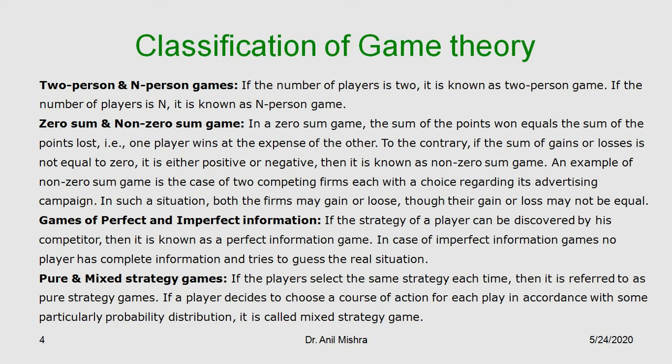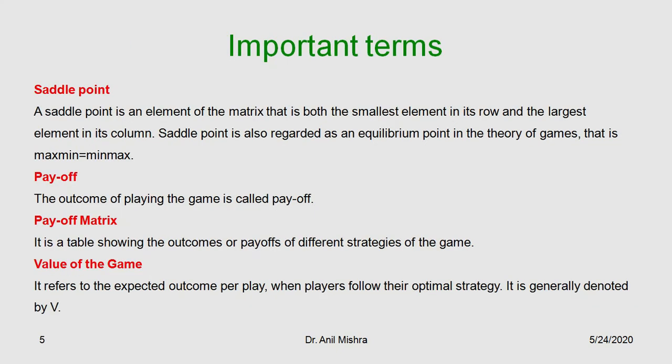Inside the mixed strategies, we can't find maximin equal to minimax, so we have to apply an algebraic method to solve for the value of the game. So this is the way to classify the game, either on the basis of persons or on the basis of sum, and so on. Now, what are the important terminologies? Saddle point solutions suggest where maximin equals minimax.